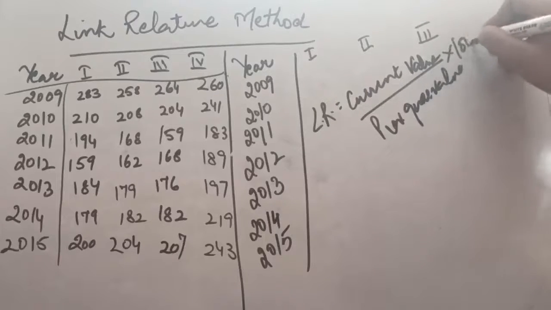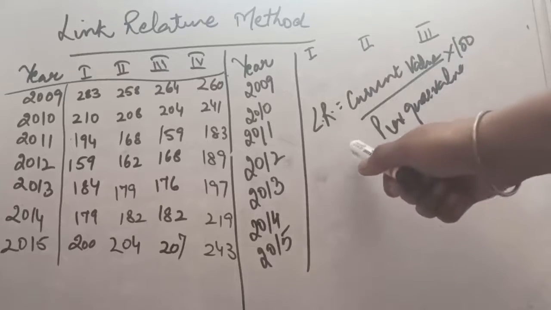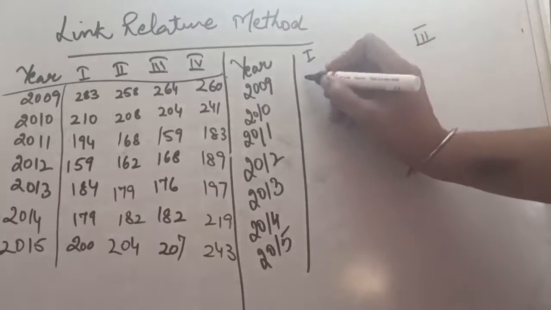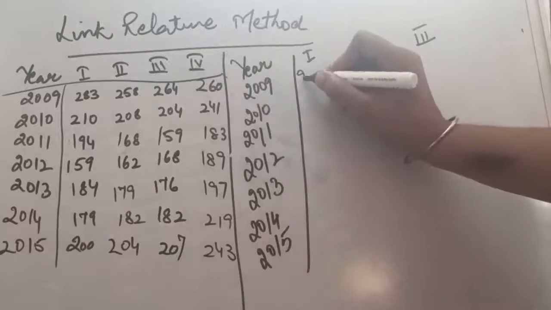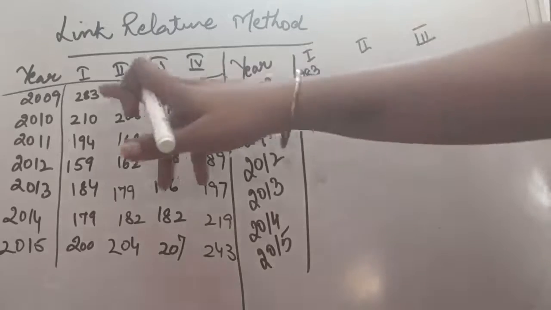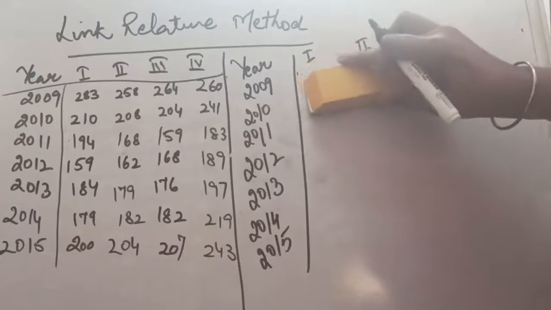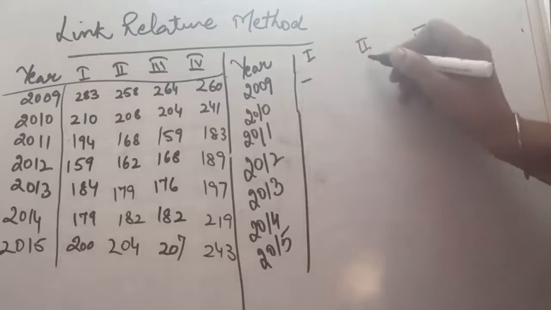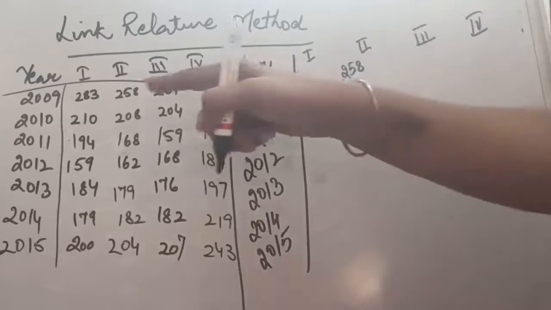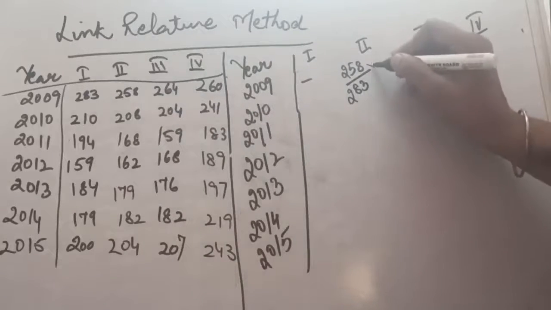into 100. Like this the link relatives are calculated. So we will use this formula, and we will be calculating the link relative for each and every quarter. So for the 2009 first quarter, 283 is the present value, divided by the previous quarter's value, but we do not have any previous quarter's value, so we cannot calculate for the first quarter. So here we will write nil. For the second quarter, our value is 258. This value is divided by the previous quarter value, that is 283, into 100.